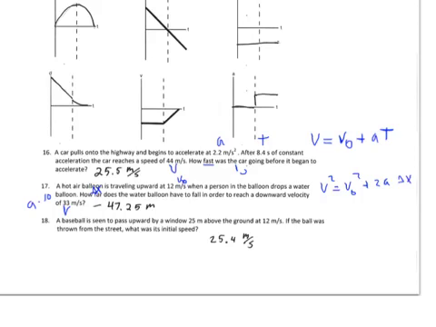A baseball is seen to pass by a window at 25 meters, so that is delta x, or x final really.